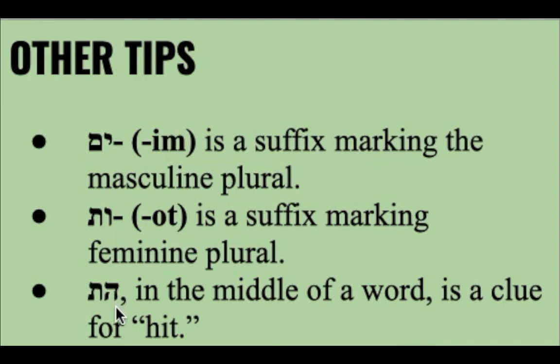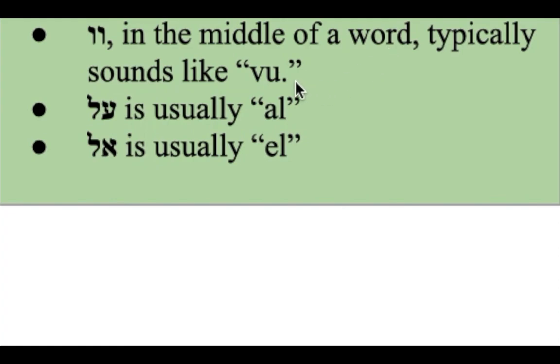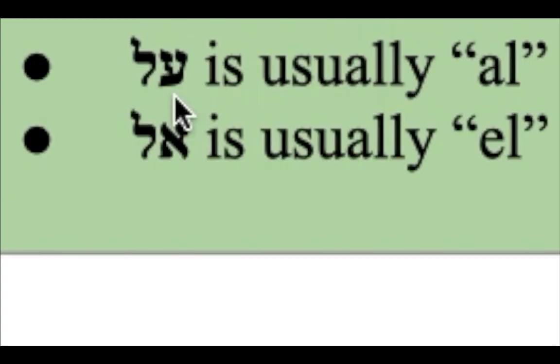And then we have ha and tav, which in the middle of a word is a clue for heat. I don't know why, that just seems to be a rule. Then we have the double vav in the middle of a word, which typically sounds like vu. And then we have ayin and lamed, and it's usually al, which means to. It's the indirect object marker. And then we have aleph and lamed, and that is usually pronounced el. So, for example, we have Elohim, Eliyahu, Yoel.